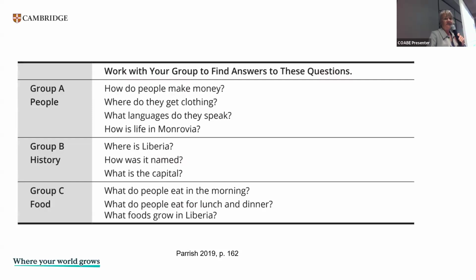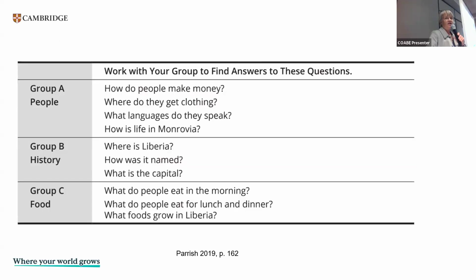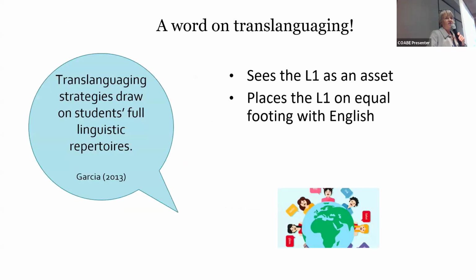So again, this last sample from my book is a combination of both learner-generated material and using jigsaw. Okay, so I would be remiss not to have a word on translanguaging. I think it is a big part of this as well. So the idea is really putting the learner's first language on the same level, on a level playing field with English, and really seeing all the learners' languages as multilingual learners' resources.